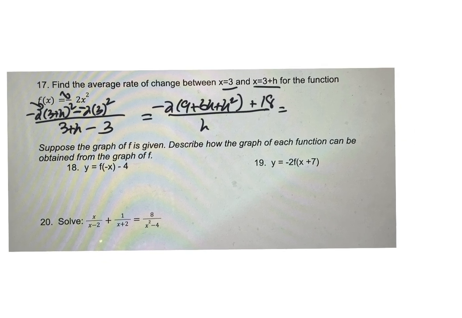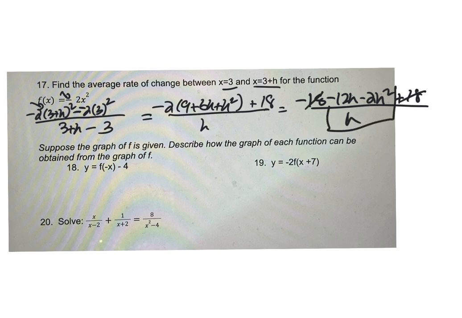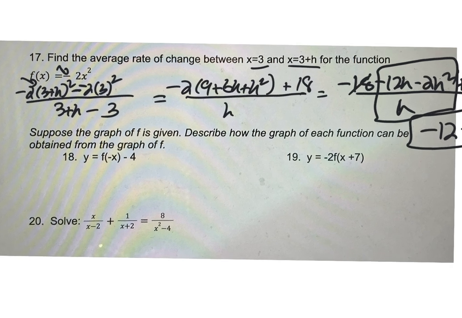Let's work out the numerator here. I'm going to distribute the negative 2. I get negative 18 minus 12h minus 2h squared. I got a plus 18 also. So what happens is my 18s are gone. Since everything that's left, these 3 terms right here, all have h's, I'm just going to take an h out, make that a negative 12, and make that a minus 2h. And we're done.